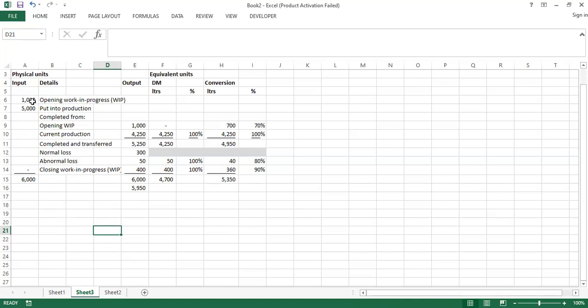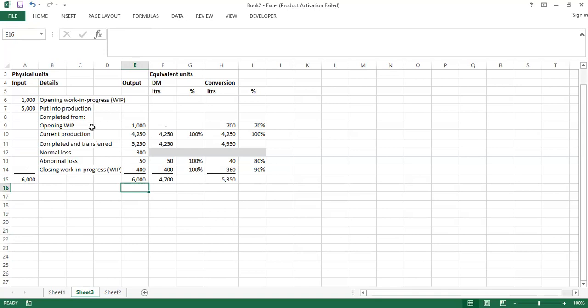We had 1,000 liters that was opening work in progress, and then 5,000 liters that was put in during the current period. So we actually had a total of 6,000 that went in, right?